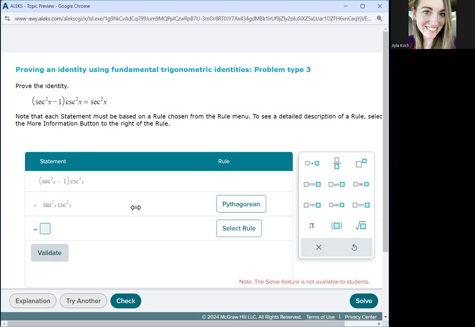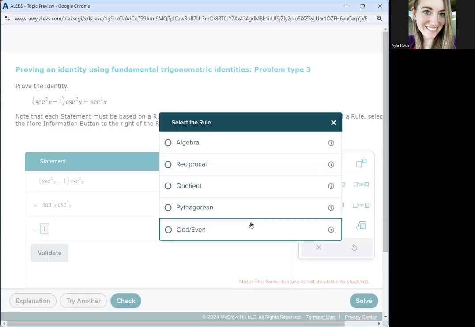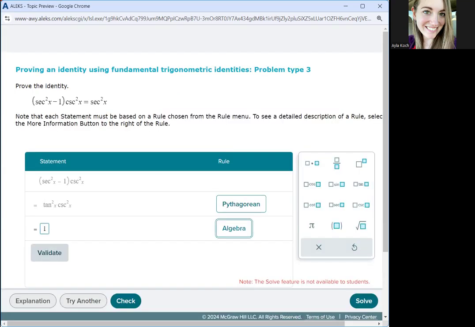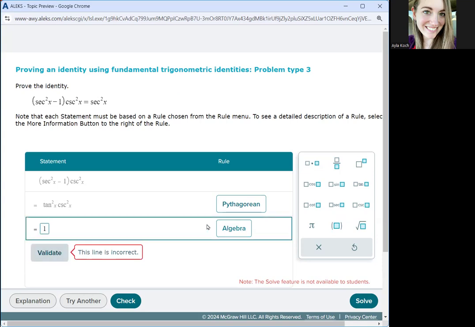Now, if I do something wrong, let's say that I say this is equal to 1 because of algebra. 1 because of algebra. I click validate, it says it's incorrect. I can click this as many times as I want. It'll just say this line is incorrect, and it will continue saying that until I've corrected it. I'm not going to click this check button down here until this is all done. So if that doesn't work, I'm going to figure out what I did wrong here.